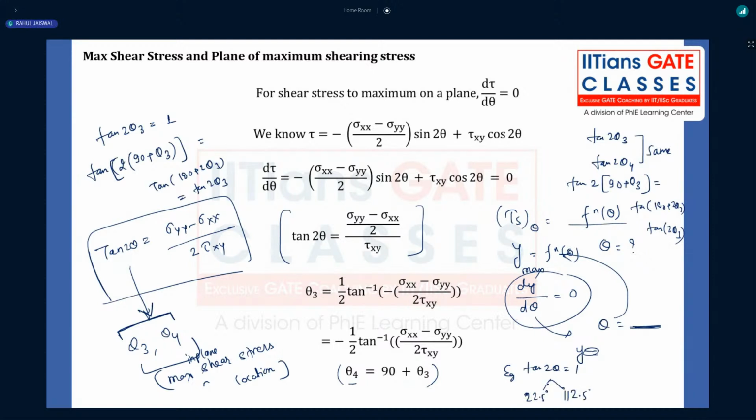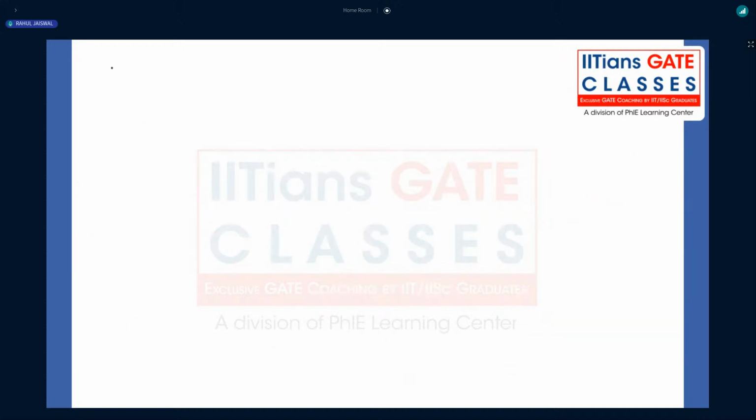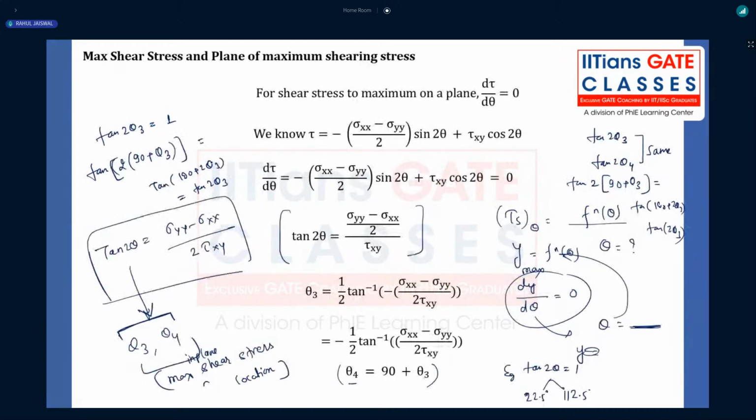Both are positive, which means both planes will be inclined at an angle theta. That is 22.5 degree from a plane in an anti-clockwise direction. The other plane will be inclined at 112.5 degree in an anti-clockwise direction from the reference plane. Let's understand the meaning of positive values. All of you have noted down this one, so that we can start our discussion.